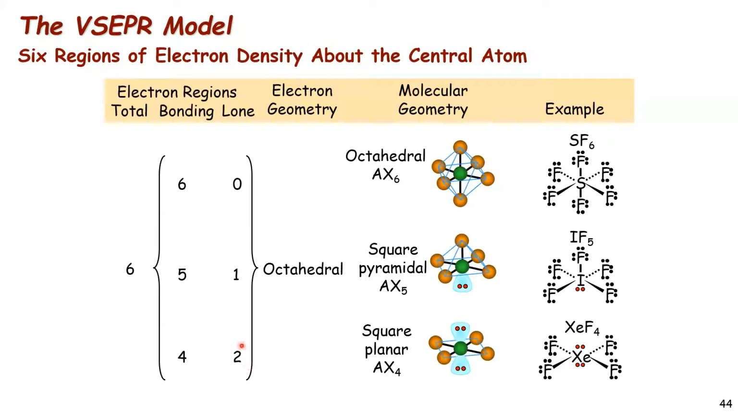And if we have 2 sets of lone pairs, you can put the first one wherever you want, but the second has to go opposite, so 180 degrees away from the other one. Now you can see that that leaves us with a planar molecule, and it's in the shape of a square, so we call this square planar.